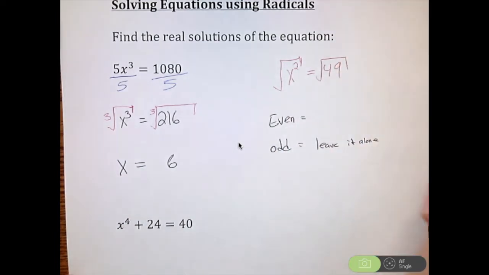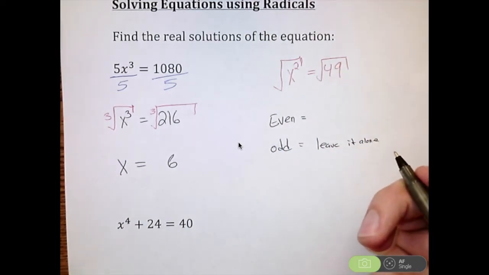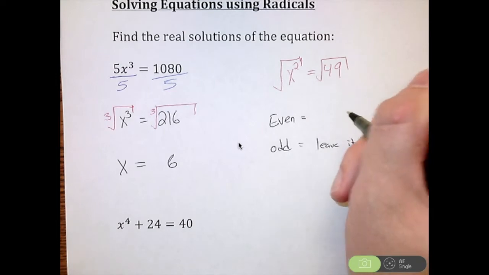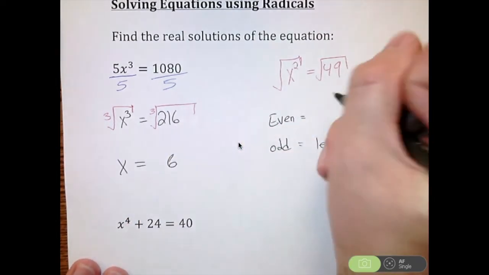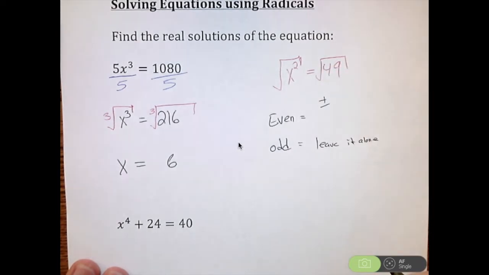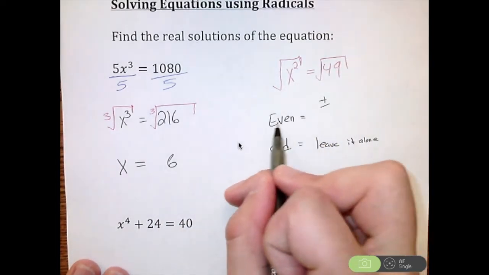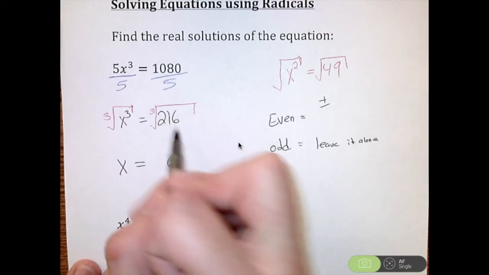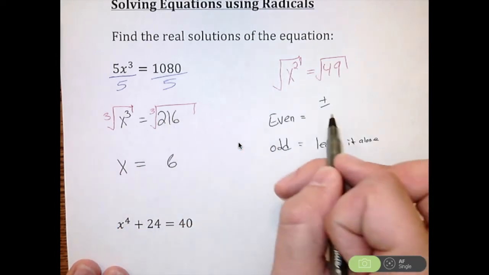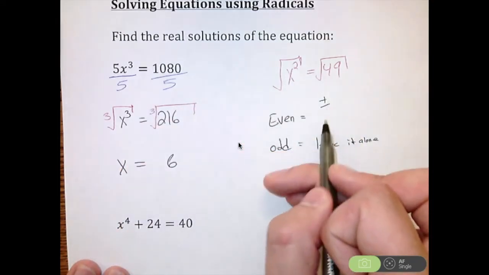If it's even, it gets a little bit more complicated. If it's a positive number there and it's an even power, you're going to get a positive or negative answer. The only other answer you could possibly get if it's an even power is if the answer inside there is 0. So in most cases when we're solving, you get positive or negative.